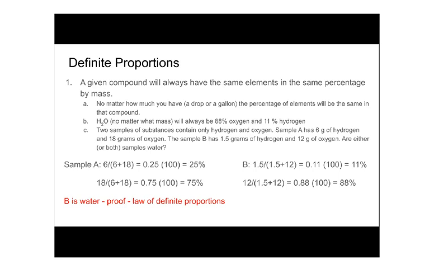So you might see something that says, if two samples contain hydrogen and oxygen, sample A has 6 grams of hydrogen and 18 grams of oxygen, sample B has 1.5 and 12, are either or both samples water? When I did the calculations for sample A, I got 25 and 75%. I know that means it can't be water. It can't be the same ratio of hydrogen to oxygen, so I can tell that it's a different compound because it doesn't have the same ratio of hydrogen to oxygen. Sample B does. Therefore, I can tell that sample B is water.